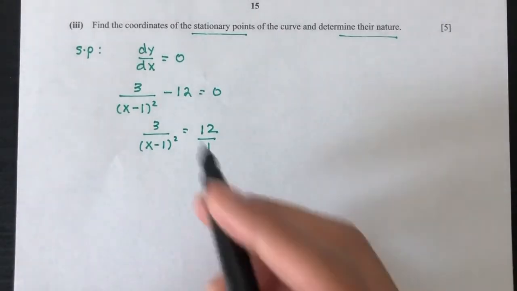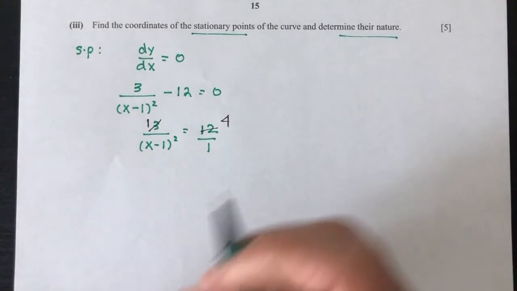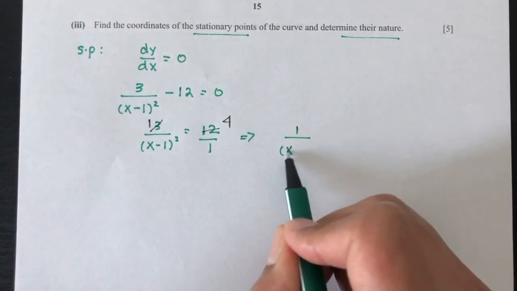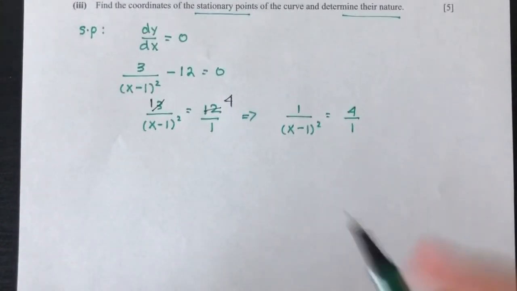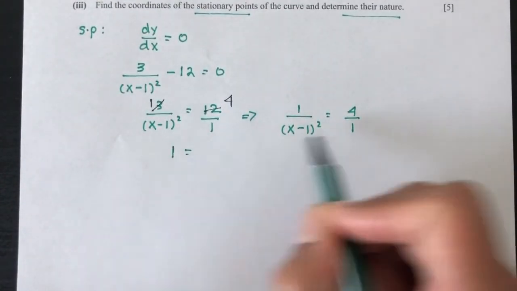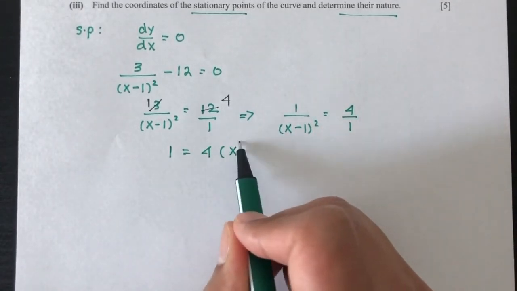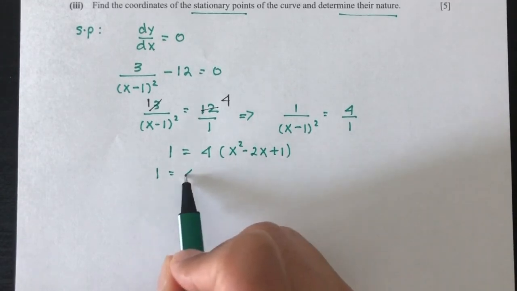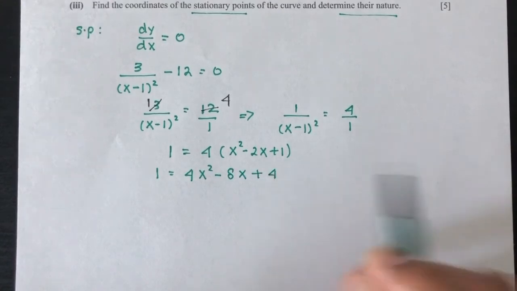But now you can divide by 3. You have 1, you will have 4. So your equation becomes 1 over (x minus 1) squared equal to 4 over 1. Now let's simplify. You have 1 on one side, by cross multiplying here you will have 4, and this will become x squared minus 2x plus 1. That is 1 equal to 4x squared minus 8x plus 4.